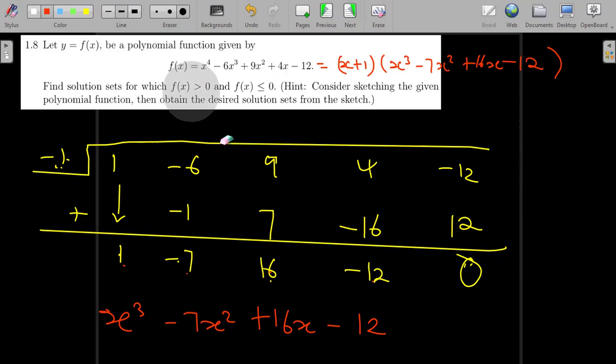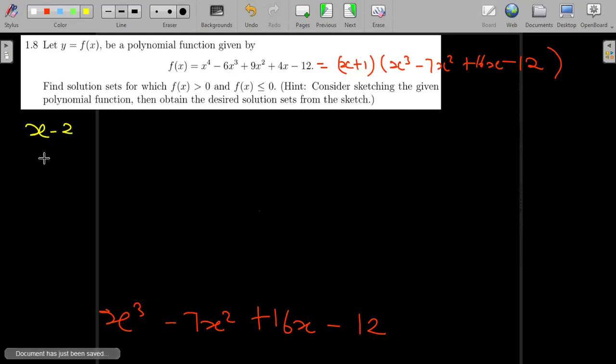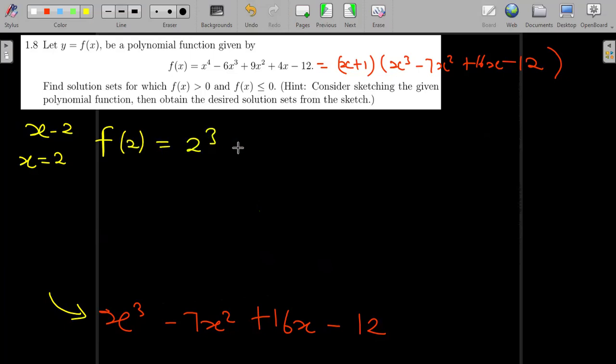Okay, so from here, we test factors again on this expression that has the power 3. Okay, so it's just a trial and error. So let's try x minus 2. So this will mean my x is equal to what? To 2. So if I substitute 2 there, will it give me 0? So I'm going to say f of 2 is equal to 2 to the power 3 minus 7 times 2 squared plus 16 times 2 minus 12.